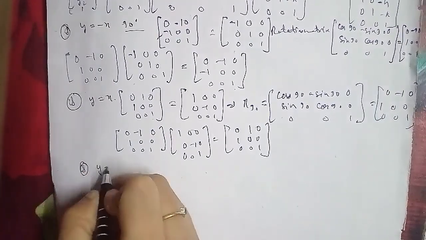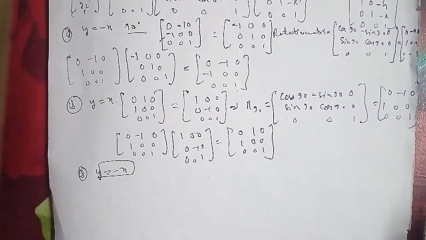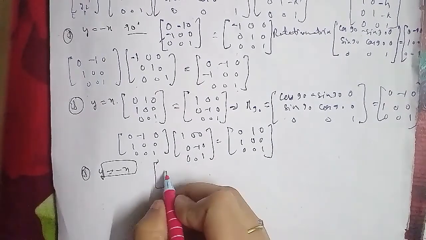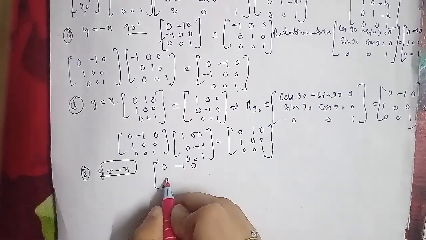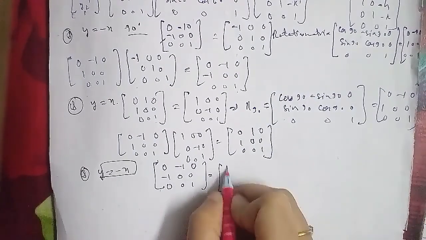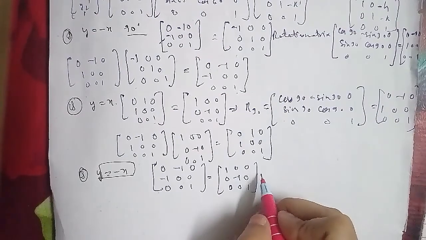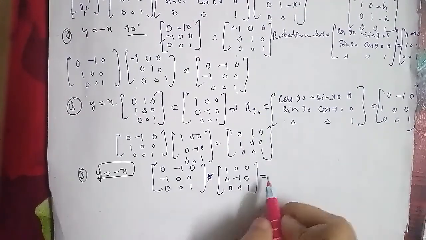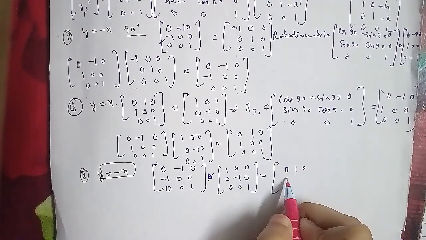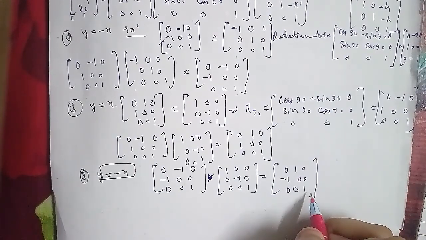For that, the required rotation matrix is at theta equals 270 degrees. So we find R 270 degrees, which equals cos 270, minus sin 270, 0; sin 270, cos 270, 0; 0, 0, 1, which equals 0 1 0, minus 1 0 0, and 0 0 1. So this equals the matrix we obtained here.